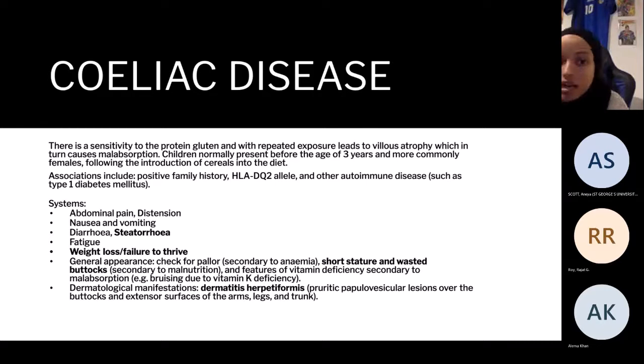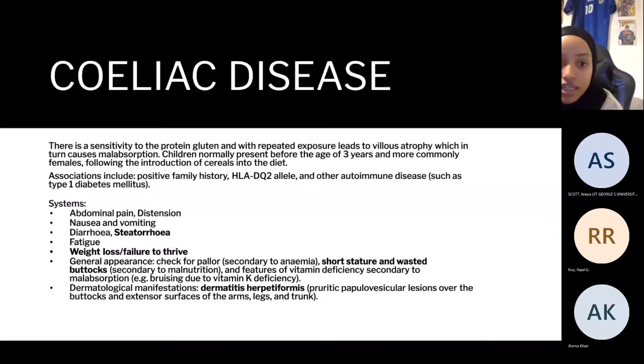Children normally present before the age of 3 years, and commonly it's seen in females. It's usually after they've been weaned off breastfeeding, and it's associated with things like a positive family history, the HLA-DQ2 allele, and other autoimmune diseases such as type 1 diabetes mellitus. So they usually come in combination with those.